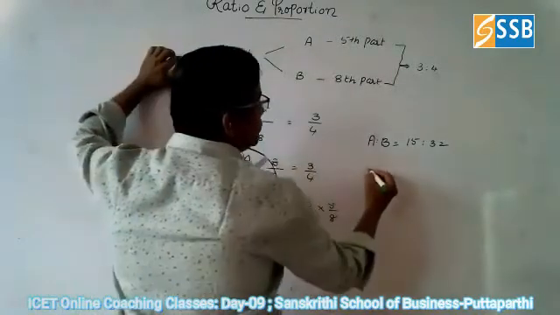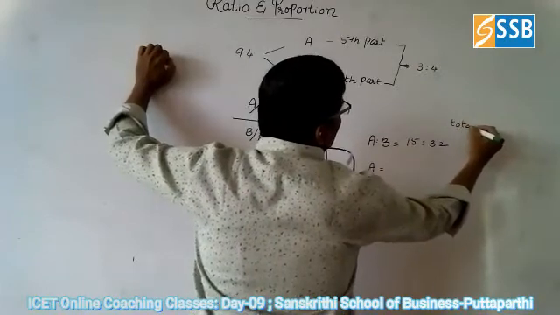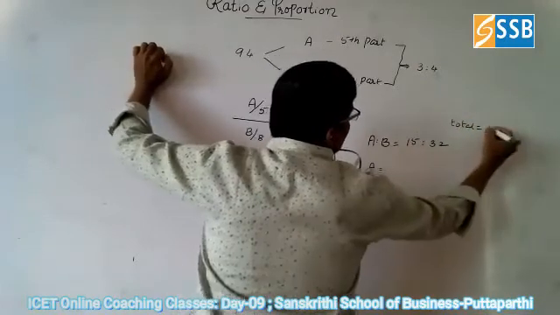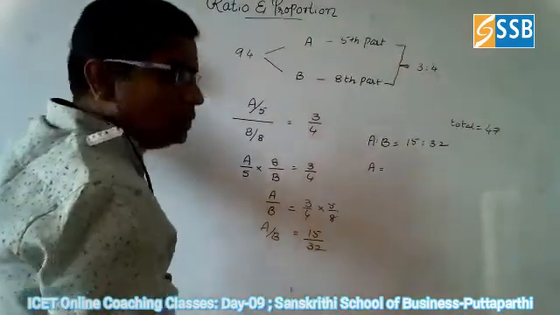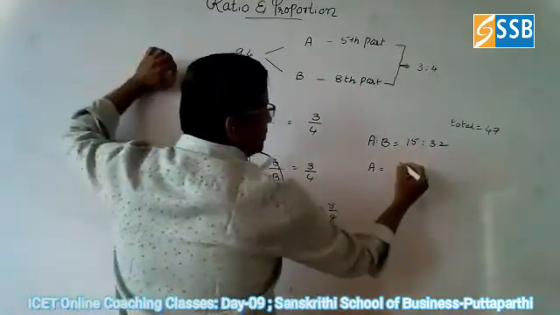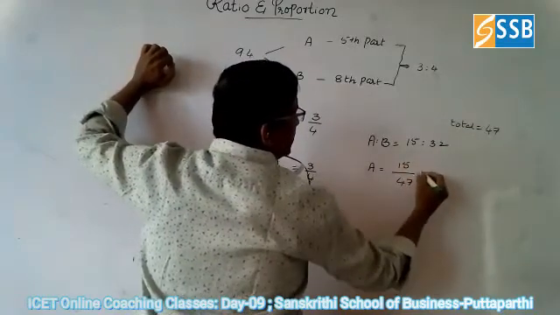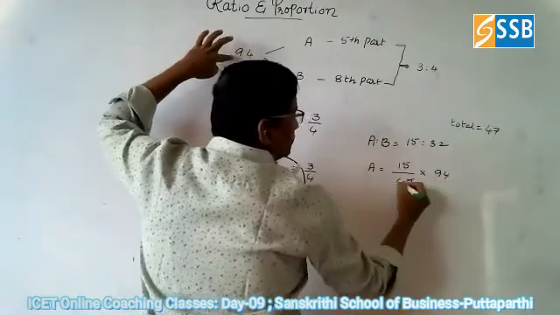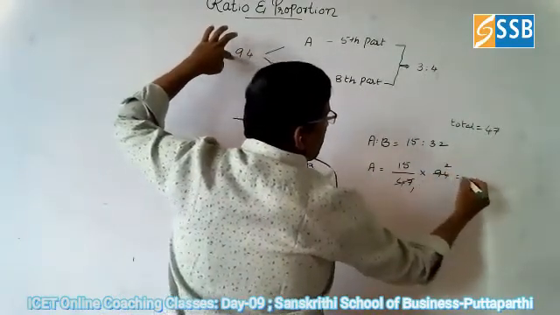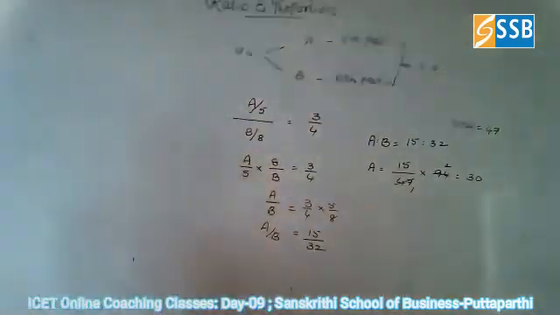Now you want the first part and the second part. So for the first part, find the total ratio. It is 47, 15 plus 32. So what is the first part? 15 divided by the total 47, into the amount we want to divide, 94. So 30. So the first part is 30.